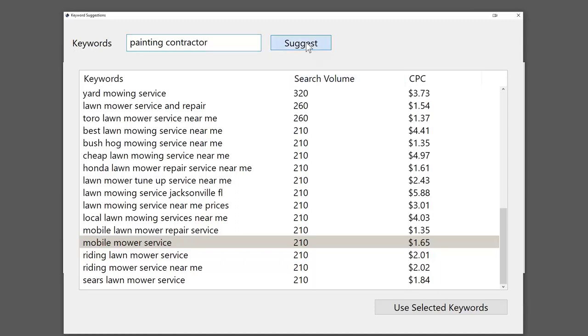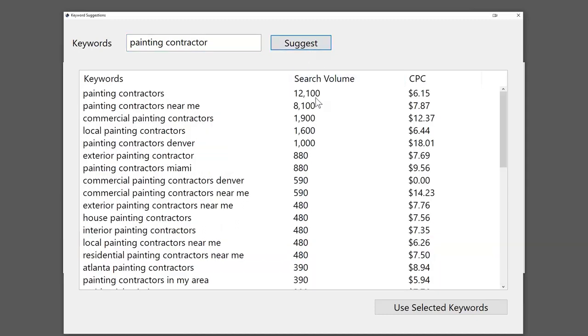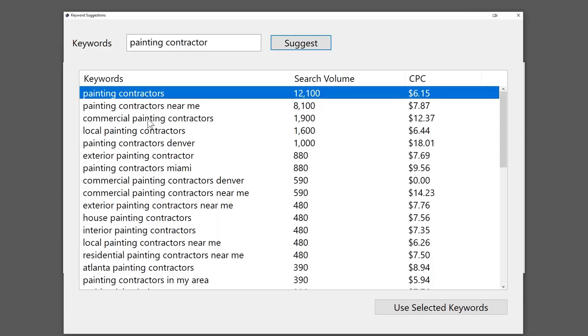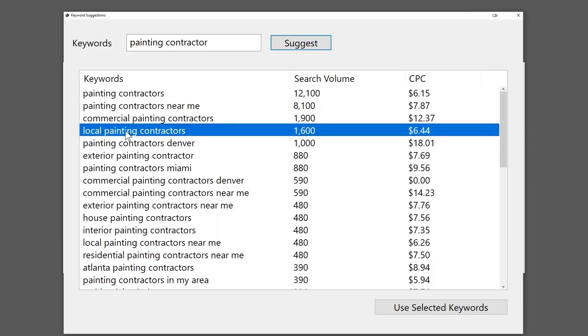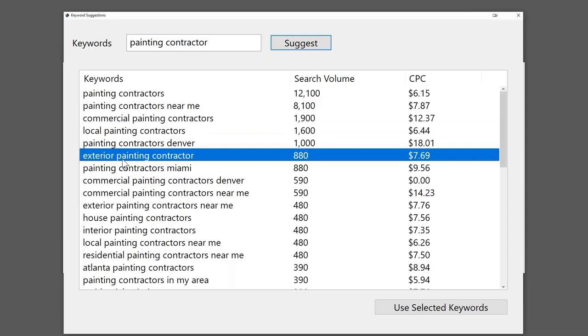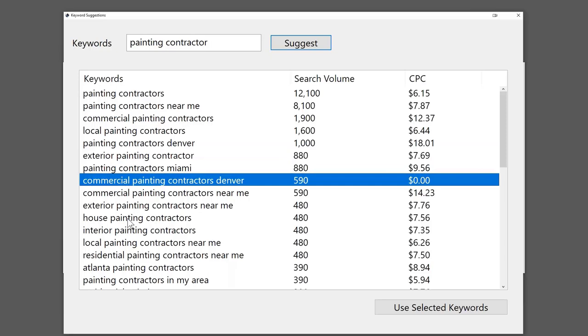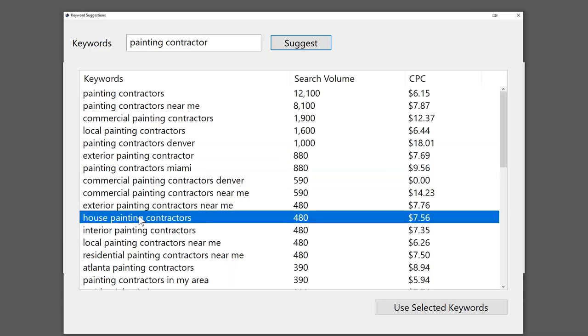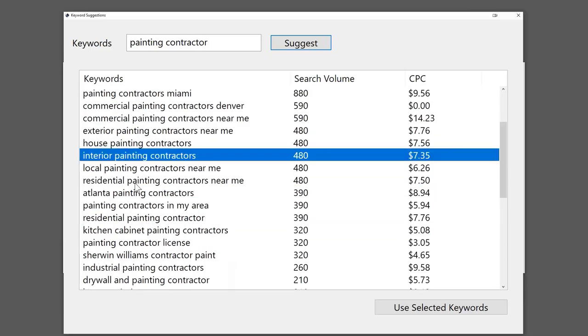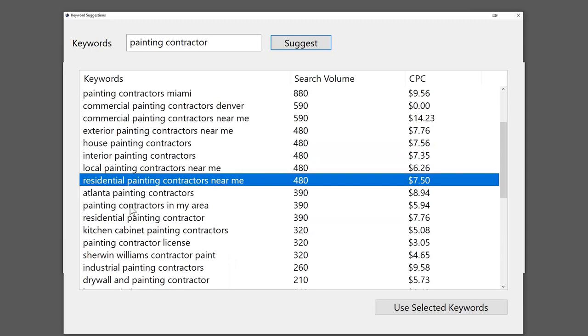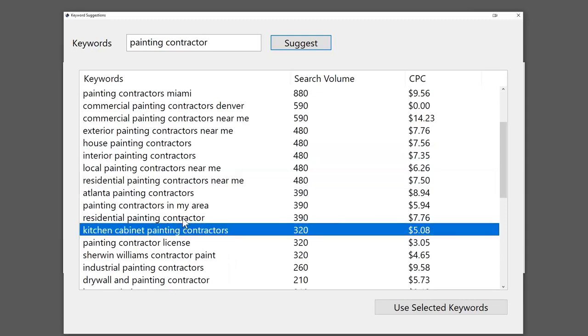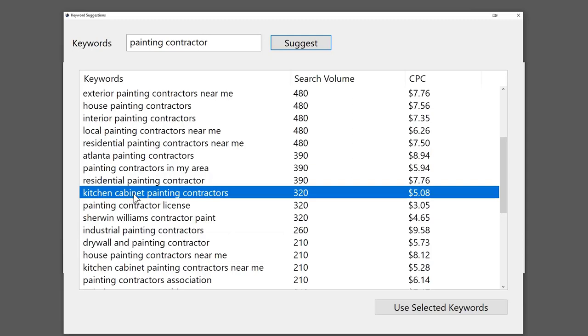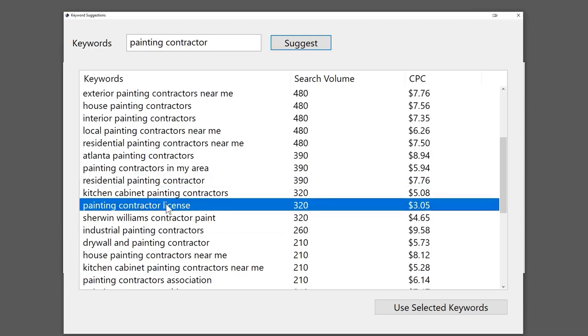Let's have a look what we get with that. Painting contractors, commercial painting contractors, that's different. Local painting contractors, exterior painting compared to interior, okay. Then we've got some local terms. House painting. Interior, there we go. Residential. Kitchen cabinet painting. People actually searching for that. That's interesting. Painting contractor license.